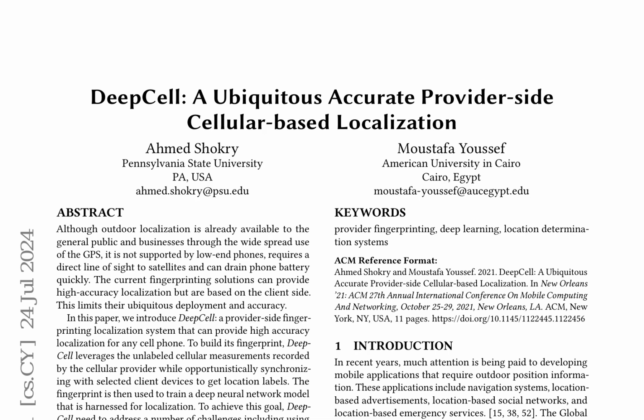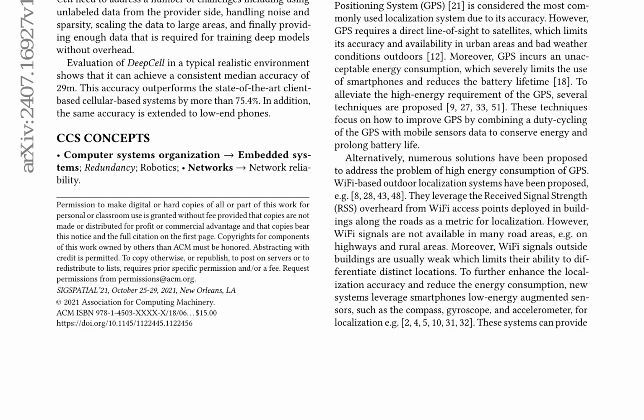DeepCell addresses several challenges, including handling unlabeled data from the provider side, noise and sparsity in the data, scaling to large areas, and providing sufficient data for training deep models without overhead. To achieve this, DeepCell uses a novel approach to build the fingerprint from the provider's unlabeled data, automatically capturing the unique signatures of different cell towers at different locations.